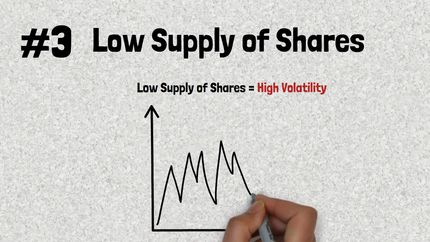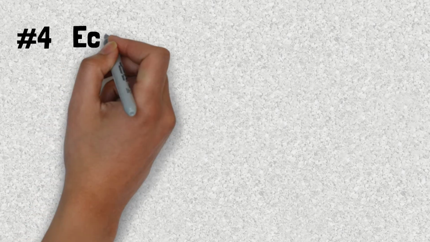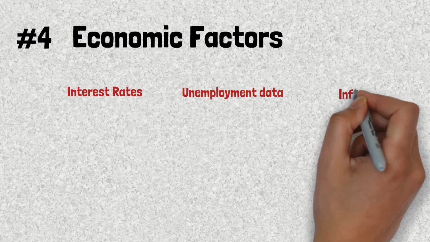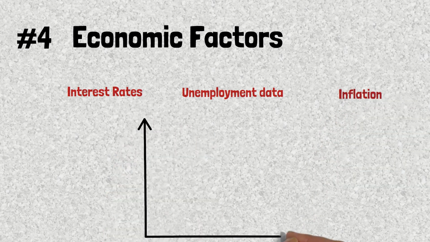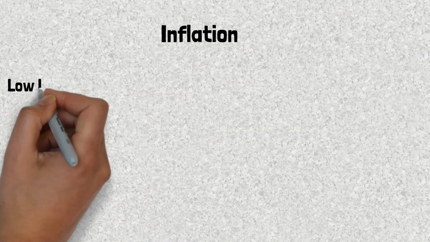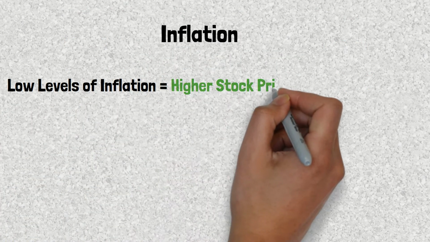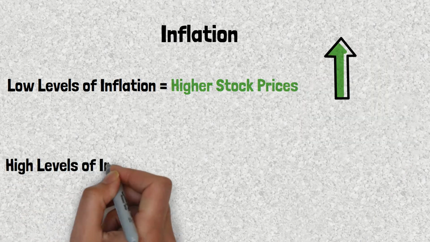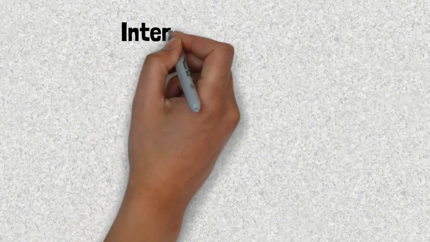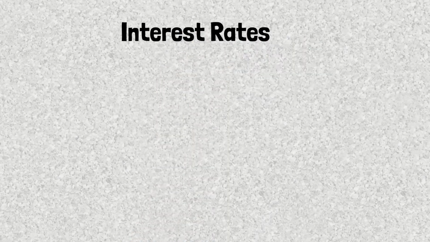Another important externality which can influence the price of a stock is economic factors. This can include interest rates, unemployment data, inflation. These are external conditions which can alter the demand and supply for a company's stock. Inflation is a big driver and it can influence the price of stocks. Historically, low levels of inflation tend to push stock prices higher, while high levels of inflation tend to push stock prices down. Interest rates can also have a dramatic impact on the price of stocks.